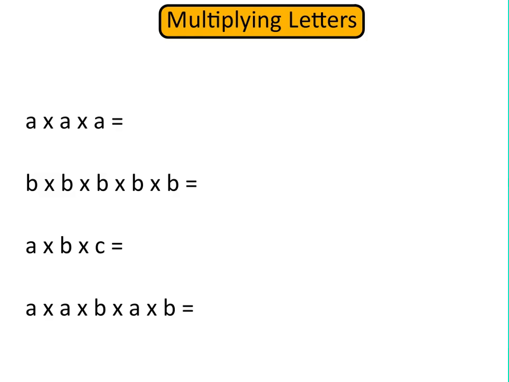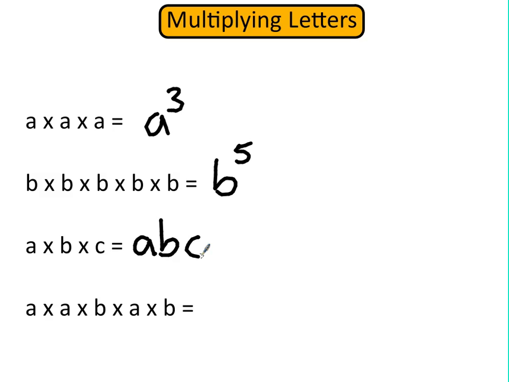Okay, the final part of this lesson is on multiplying letters. You need to be careful that you are totally comfortable with the difference between multiplying and adding. People can get very confused between the two. So a times a times a means a cubed. b times b times b times b times b is b to the power of 5. So that power, or that index, is the number of times you're timesing it by itself. a times b times c can simply be written as abc.